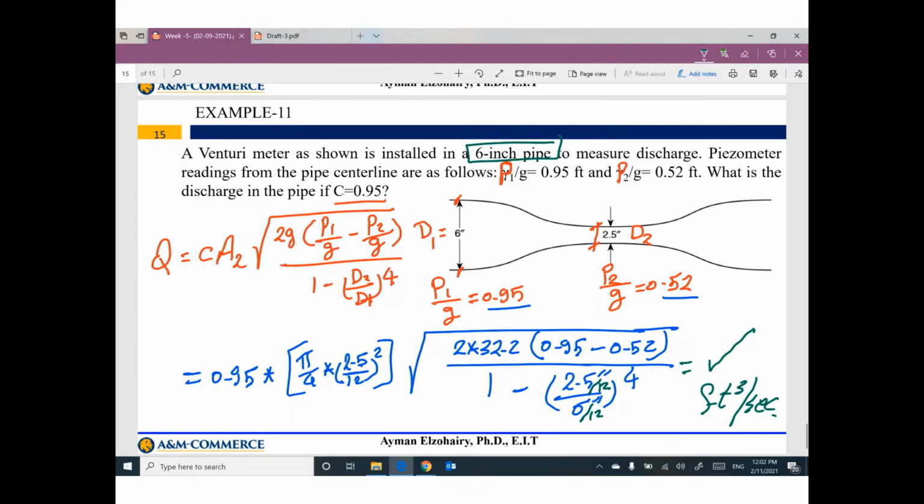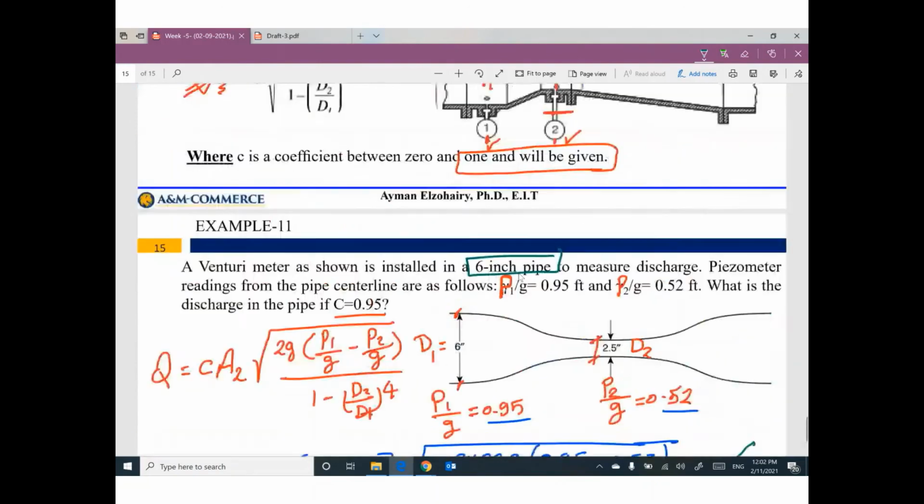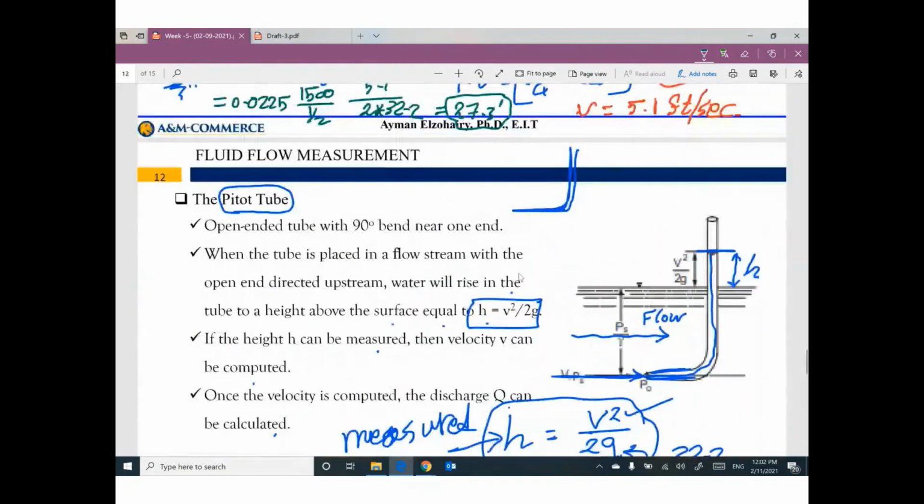Very direct problem, but you need to remember the only information you need to remember all the time. We have something called a pitot tube. This pitot tube is a device that can be used to measure the velocity in a channel or in a flow. How can I use it? You need only to put this L-shaped tube opposite to the direction of the water. So the water can go through the tube and rise up. Then you can measure this height. This height equals V squared divided by 2g. Then you can figure out what is the velocity.